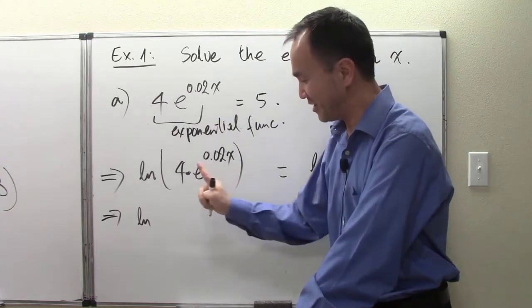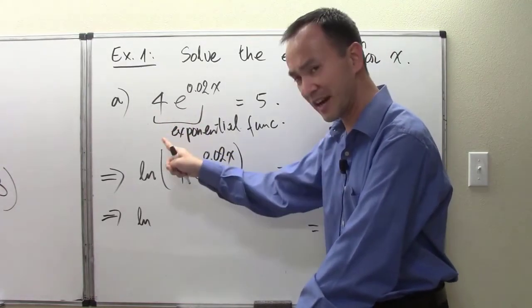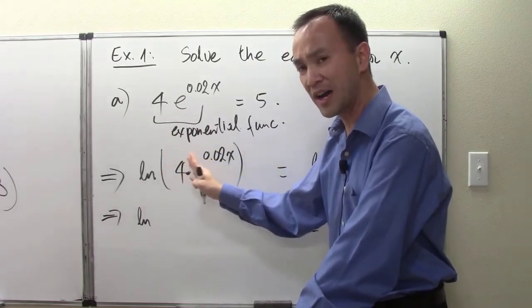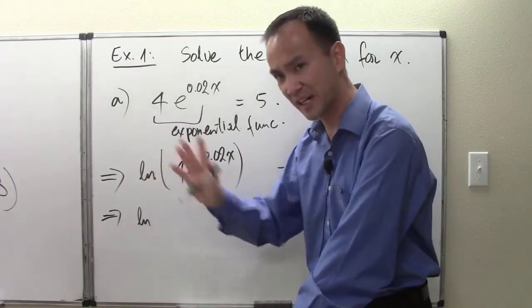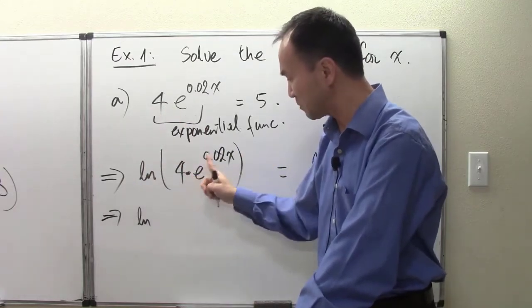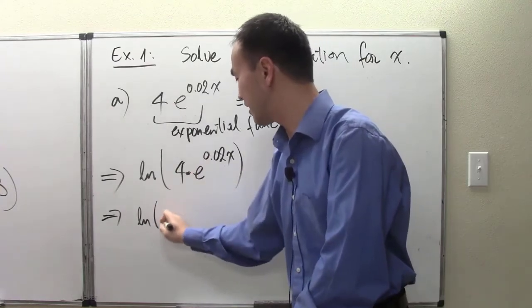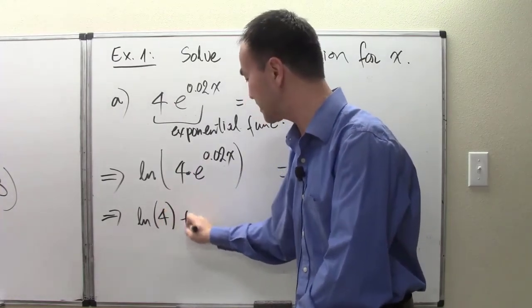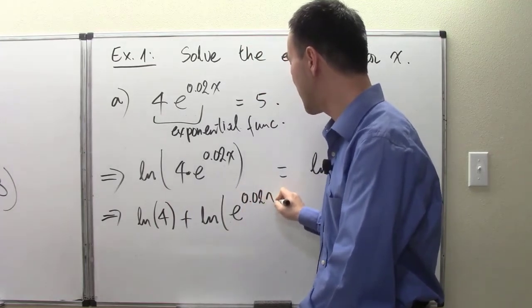Because I explained in that lecture why I'm doing a step before some other step, why I'm taking some operation before some other operation. So now with this product, I'm going to break it down as a sum of two logs. So now it's a natural log of 4 plus a natural log of e to the 0.02x.